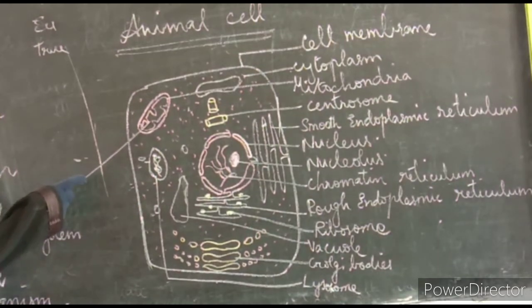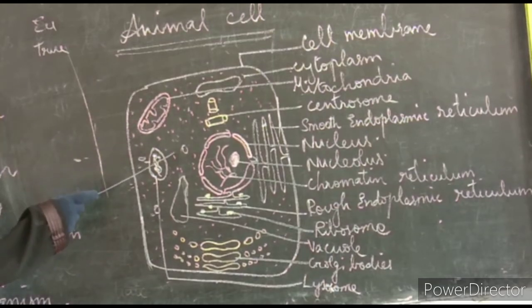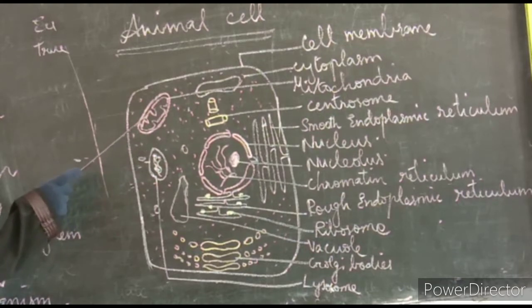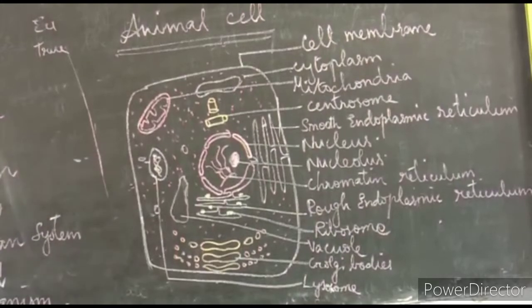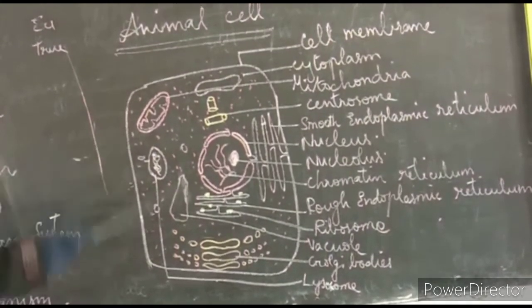Okay, first of all we have to learn about the mitochondria. What is mitochondria? Mitochondria helps the cell to respire. So it is known as the powerhouse of the cell. Mitochondria is known as the powerhouse of the cell.